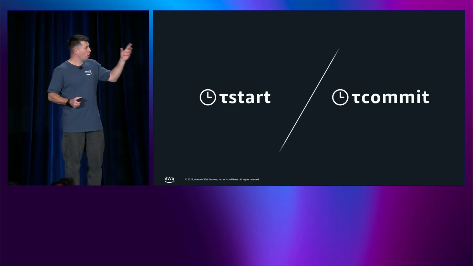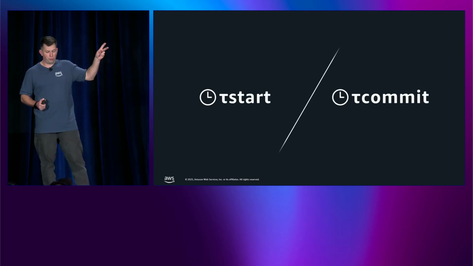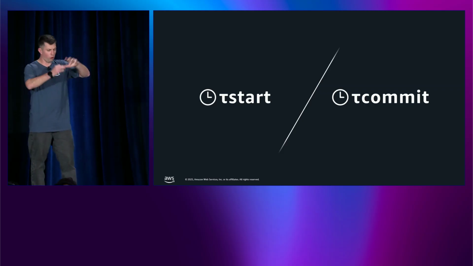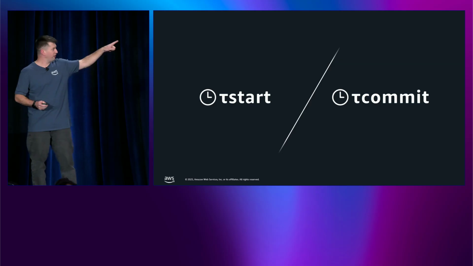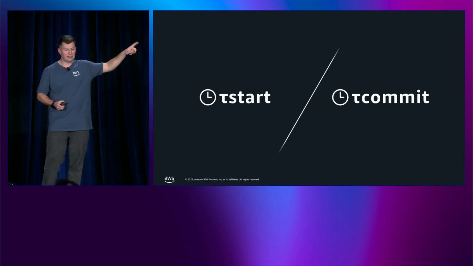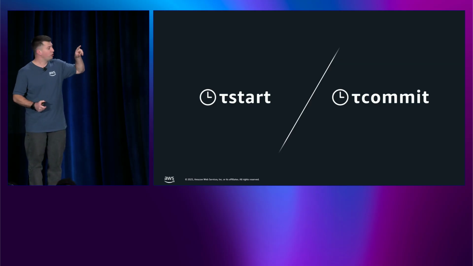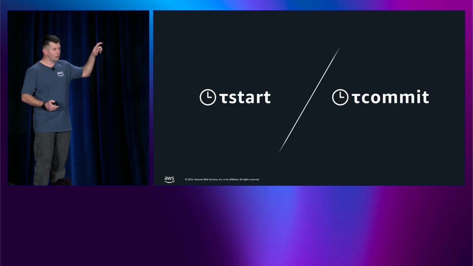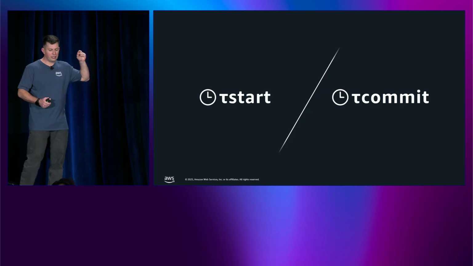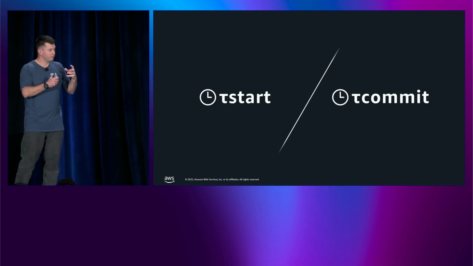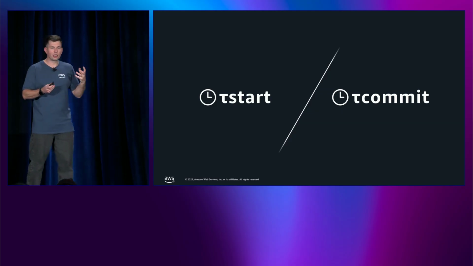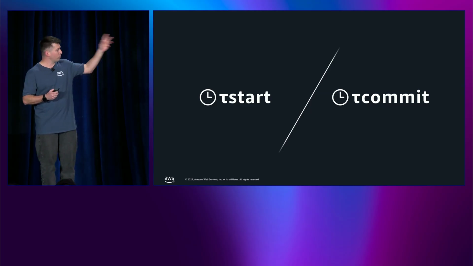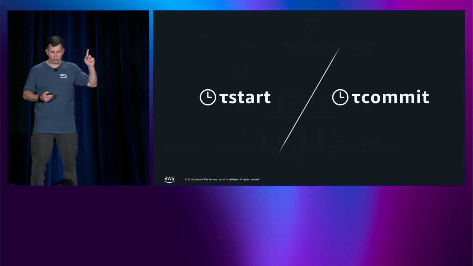And now I want to draw your attention to two components that are crucial in this whole workflow. Remember tau start and tau commit. This is the time. This is crucial because you cannot get strong consistency without synchronizing on the time. You cannot coordinate them if you don't have a reference clock which you can trust, and you know that you can trust this tau start and tau commit.